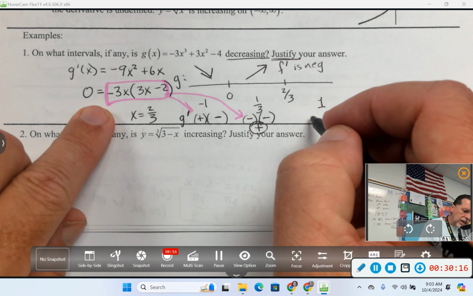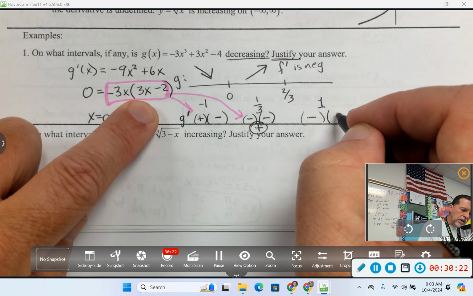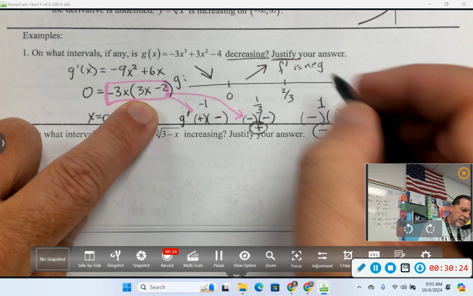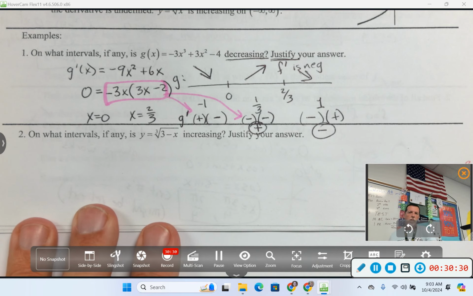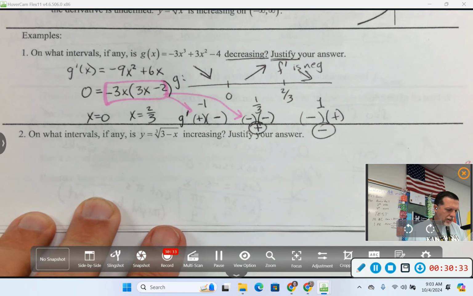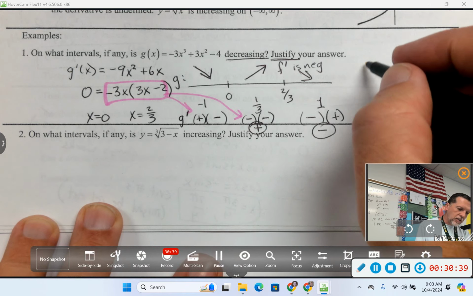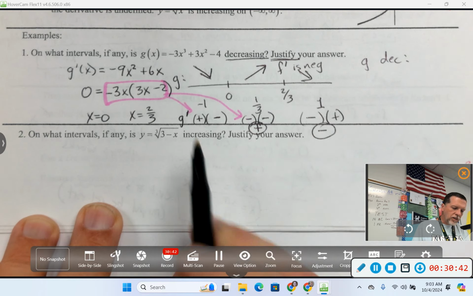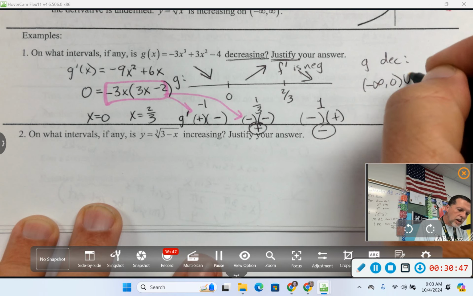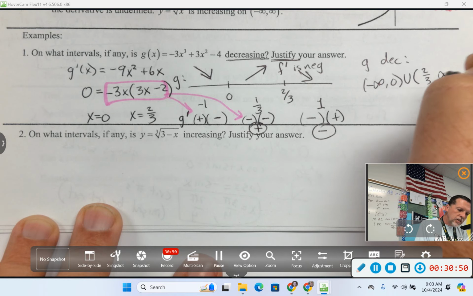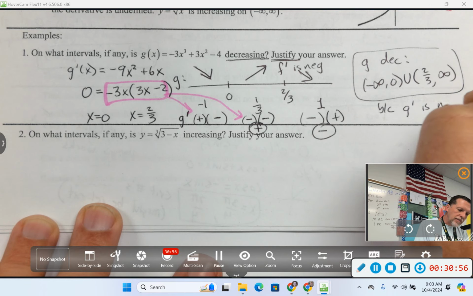And then if I plug in 1, I get negative 3 times 1. So that's negative. So g is decreasing. Okay, I think I know my answer. I haven't really answered the question, though. On what intervals is g decreasing? So g decreases from negative infinity up to 0, and from 2/3 to infinity, because g prime is negative.